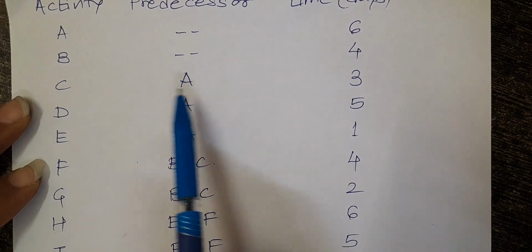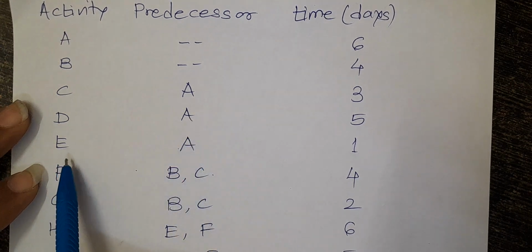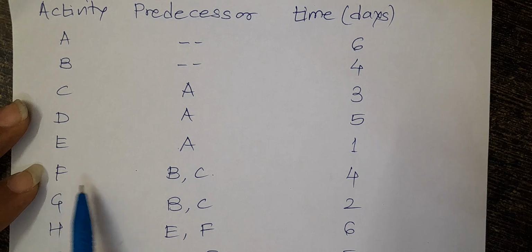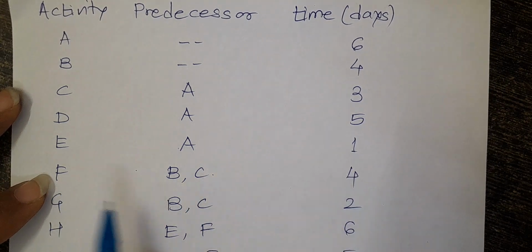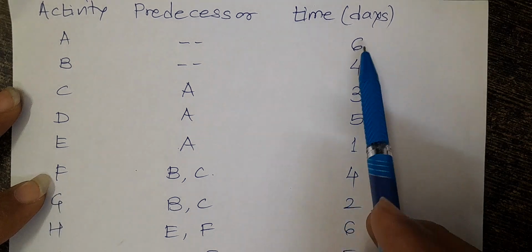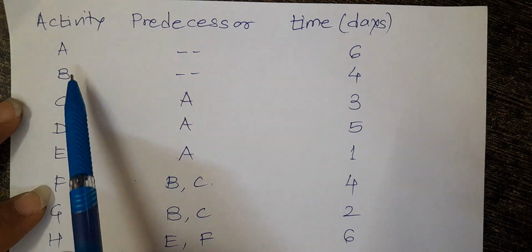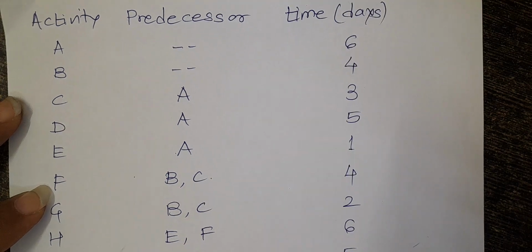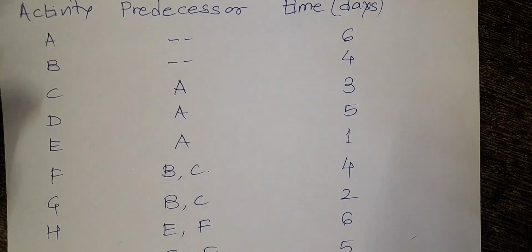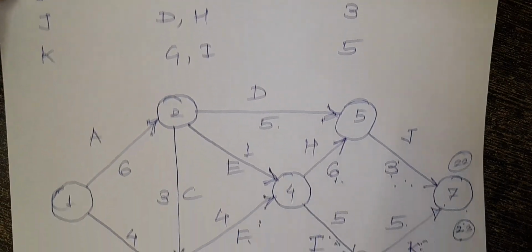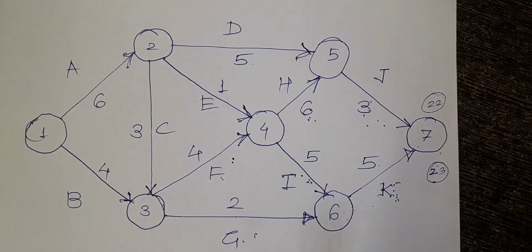Activity C has predecessor A, activity D has predecessor A, E has predecessor A, F has predecessor B and C, and the time required to complete activity F is 4. So this is the time shown to complete the activities mentioned. From this data, we have to draw the network diagram in order to find the critical path. So this is the network diagram for the critical path.